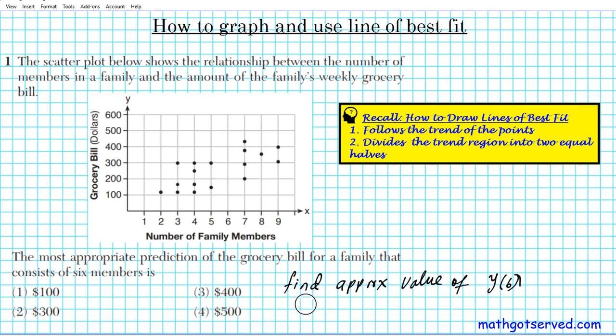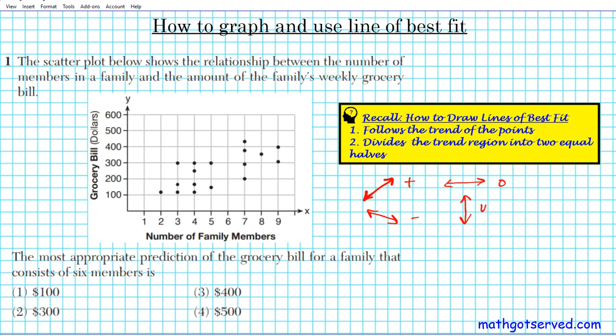Now, something you want to recall is how to draw a line of best fit. The first thing you do is note that the line of best fit follows the trend of the points. What do I mean by trends? There are 4 possible trends, and these are them. Either it's a positive trend where the line is going up, or you could have a negative trend if the line is going down. Remember, you always go from left to right. You can have a horizontal trend where the slope is 0, or you can have a vertical trend, in which case the slope is undefined.